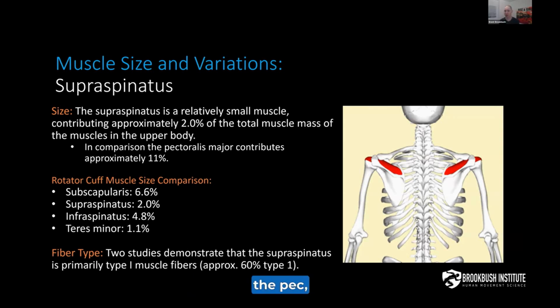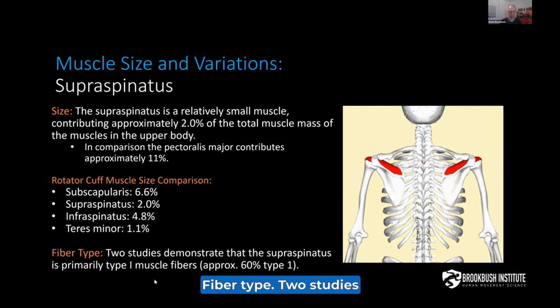To give you a comparison, the pectoralis major is 11%. You can see here rotator cuff muscle size comparisons. The subscapularis, which we went over in a previous webinar, is 6.6% of upper body muscle mass, whereas the supraspinatus is just 2%. The subscapularis, you can see, is almost as large as all of the rest of the rotator cuff muscles.